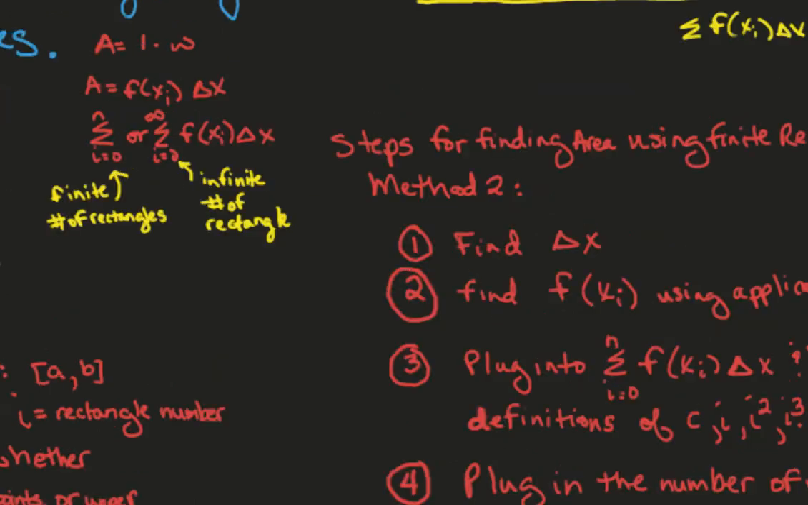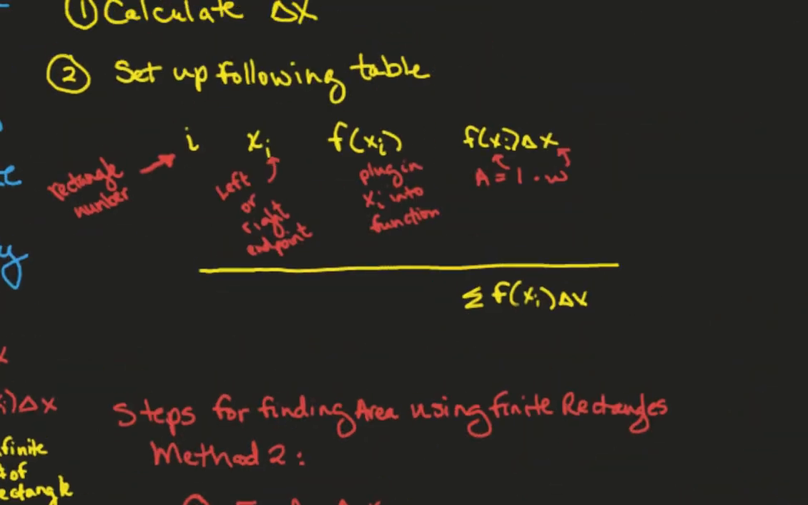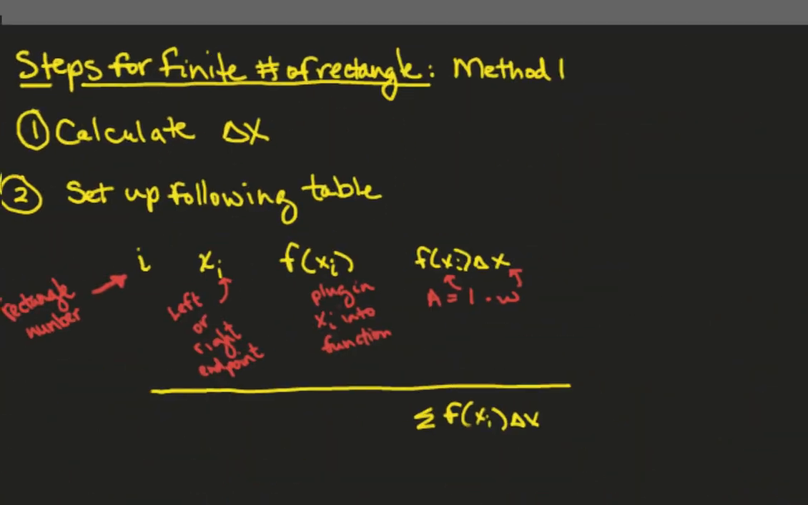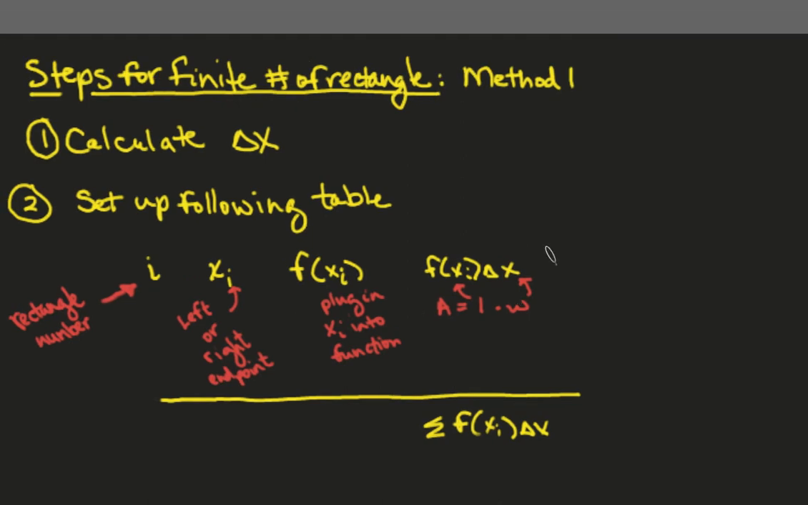Okay. So method 1 is more for applied calculus. They don't go through the i's like we do. You just set up the following table. You take f of x sub i times delta x, add them up.